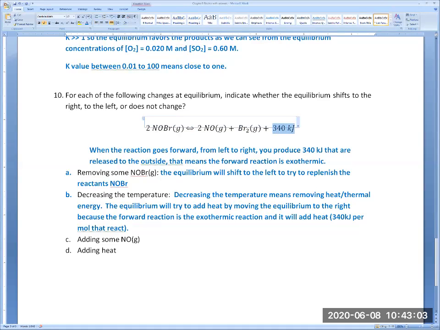Because if you were going in the reverse direction, from right to left, you see that you will use those 340 kilojoules to go to the reactant side, and you don't want to use even more heat, which would decrease even more the temperature. So Le Chatelier's principle says equilibrium will always try to do the opposite of what the change is doing.